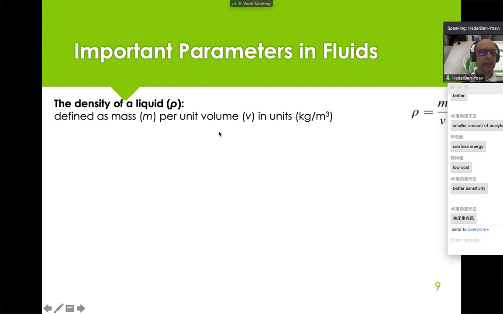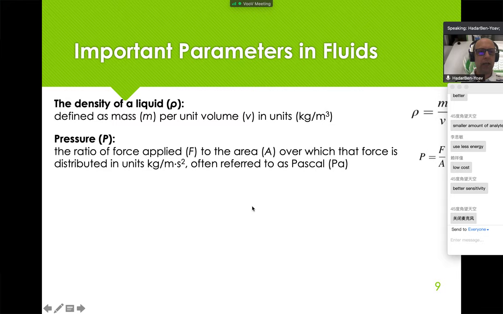Then we have the pressure. The pressure that the fluid is affected by is the force applied over the area over which the force is distributed. It can be in units of kilogram per meter per second squared, or Pascal, Pa. So it's the ratio between the force and the surface area over which the force is applied or distributed.